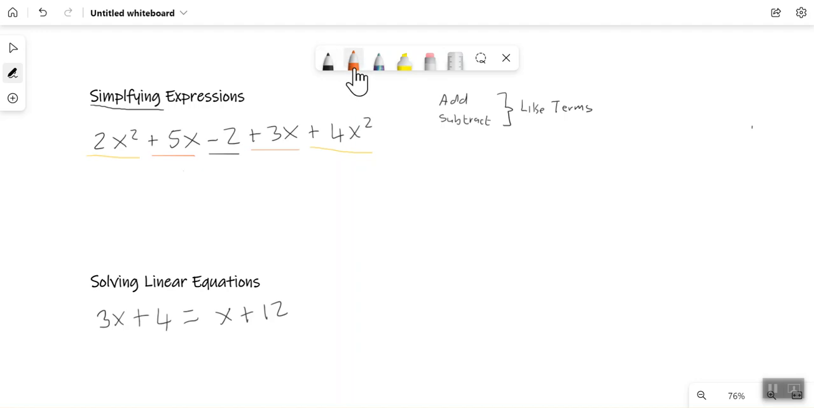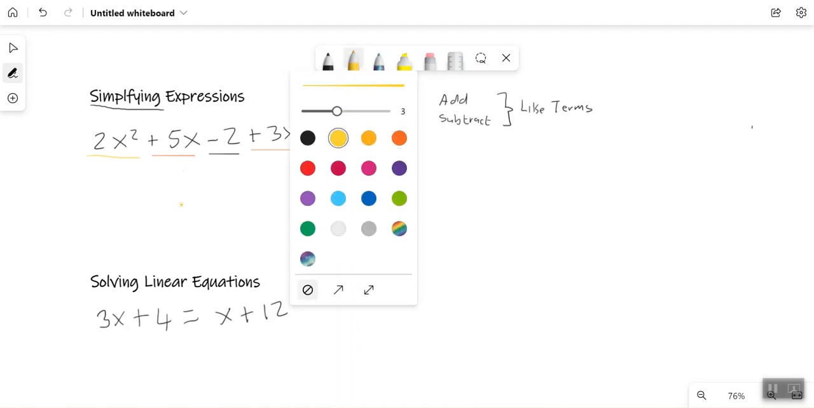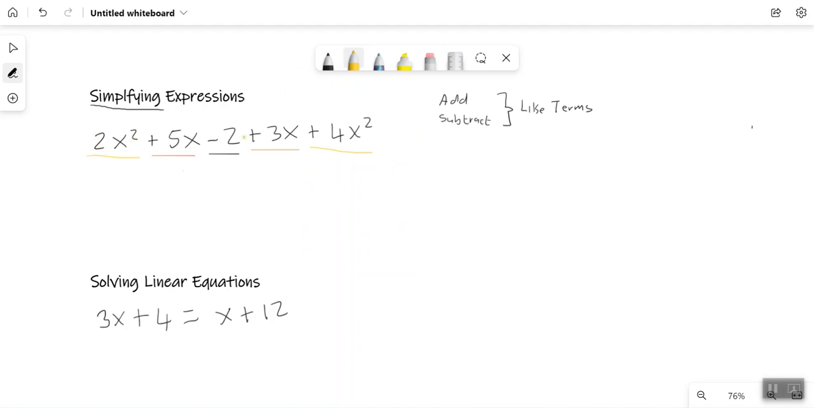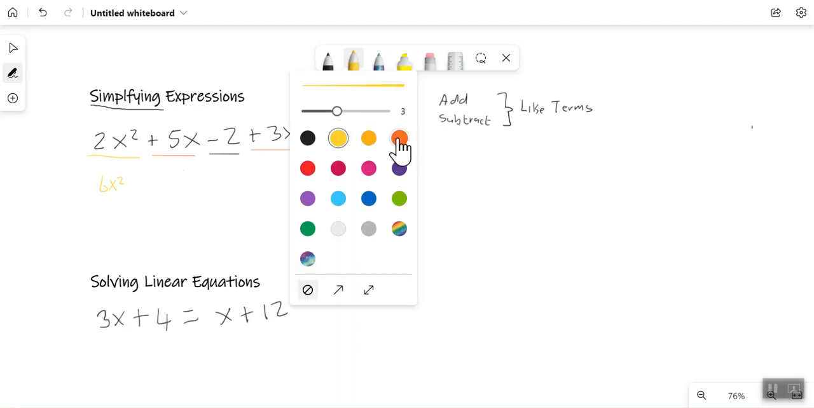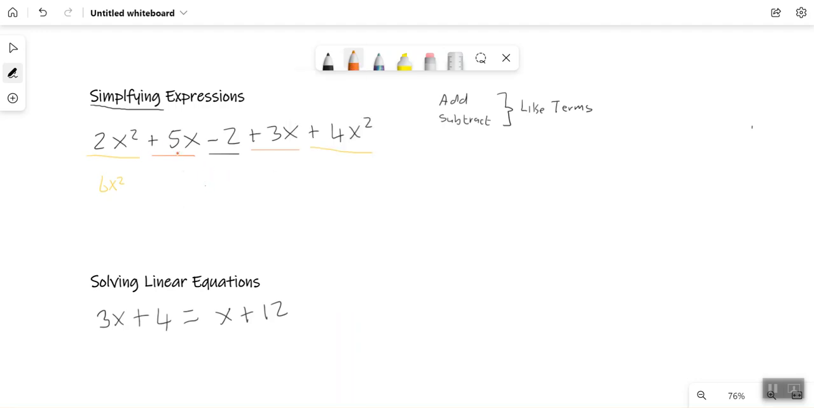So if we take 2x squared plus 4x squared and add the two together, that's going to give us 6x squared. We're just adding these two like terms together. If we move to the next one, we have plus 5x and plus 3x. If we add the two of these together, that gives me plus 8x. And then we're just left with the minus 2, and there's no other terms like minus 2, so it's just minus 2.